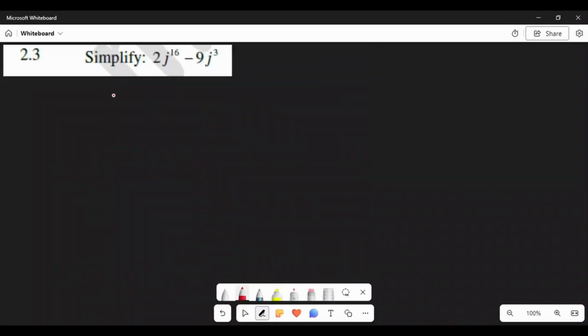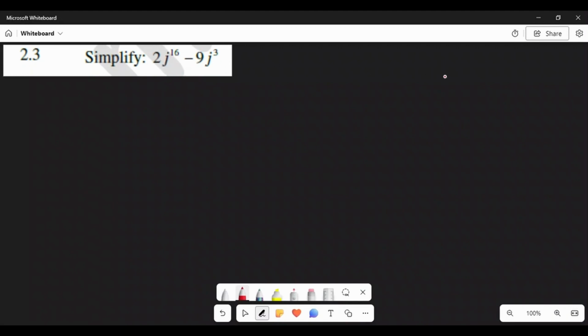Alright guys, as you can see, 2.3 is complex numbers. Now before we start with this, I need to inform you about this J. Remember, J represents the imaginary number. If you haven't watched the first question here, question 2, I did explain what this J is, and how it came about.